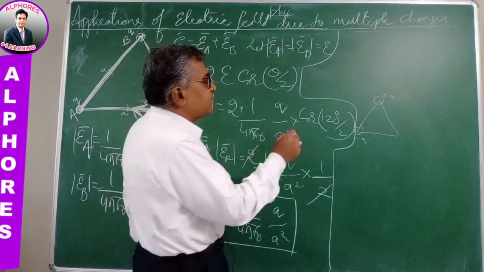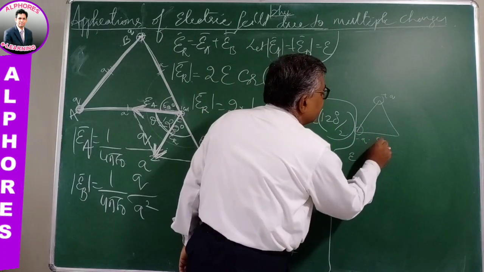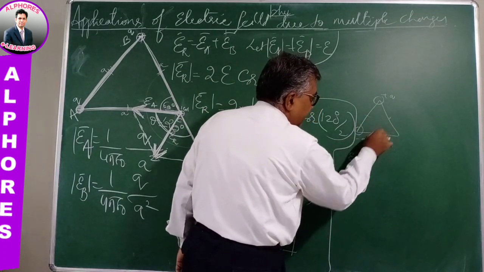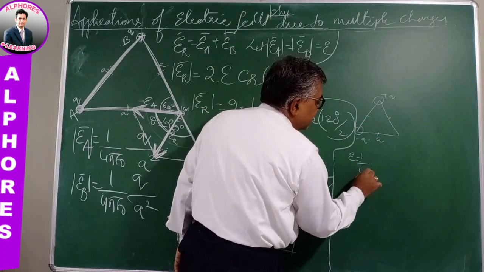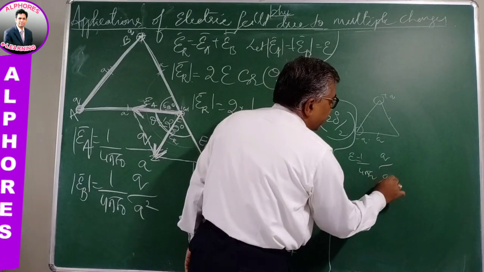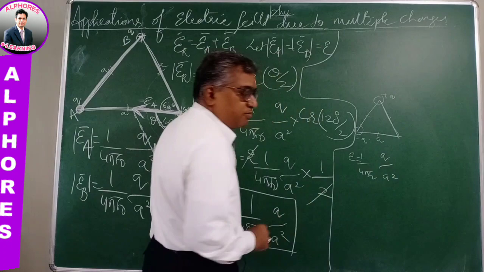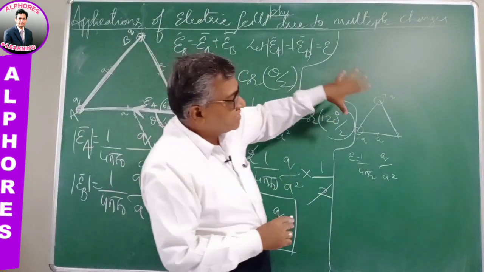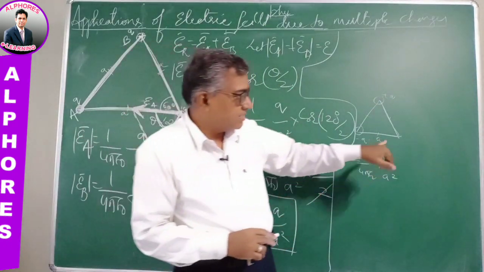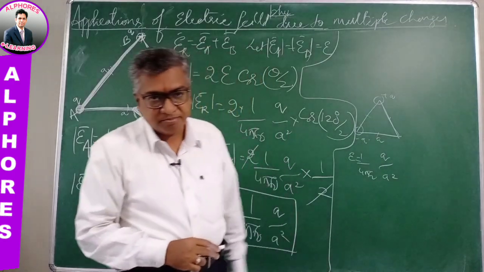Now, the field due to each charge, only one charge. This is an equilateral triangle of side a. The field due to each charge is 1 by 4 pi epsilon q by a square. Charge is q, distance is a. So each charge gives 1 by 4 pi epsilon q by a square. If I consider both the charges, what is the resultant electric field at this point?